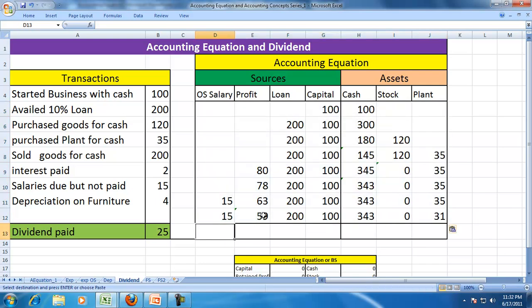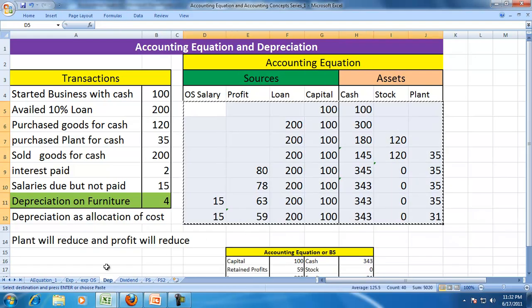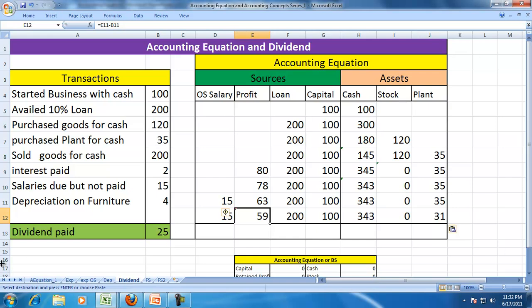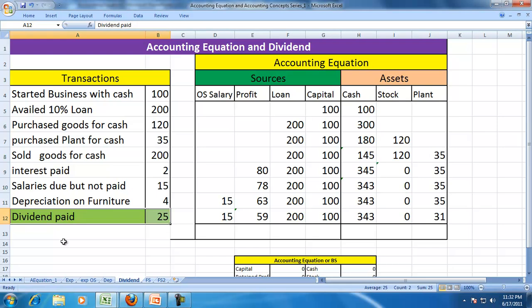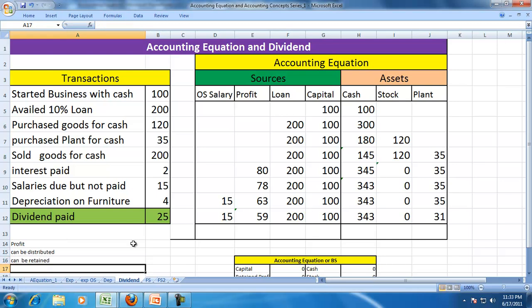So as of now we have profits. You can see that we have profit of 59. Now what to do with this profit? That's the question. The profit which is there can be distributed as a dividend or can be retained by the business. For the time being, we want to see distribution. So when I have profits of 59, I'm distributing 25.